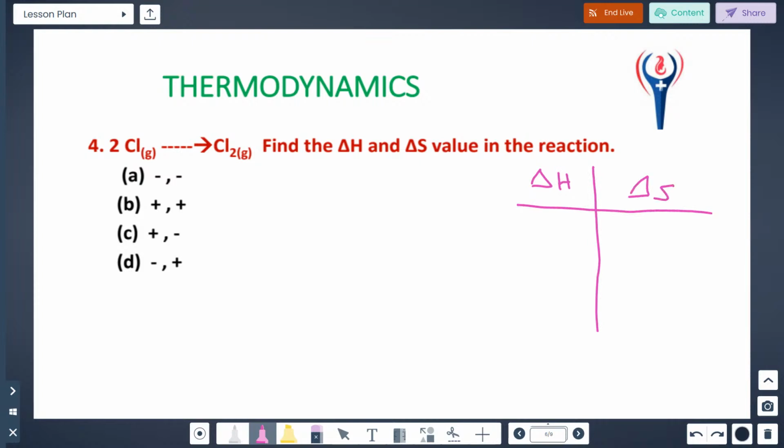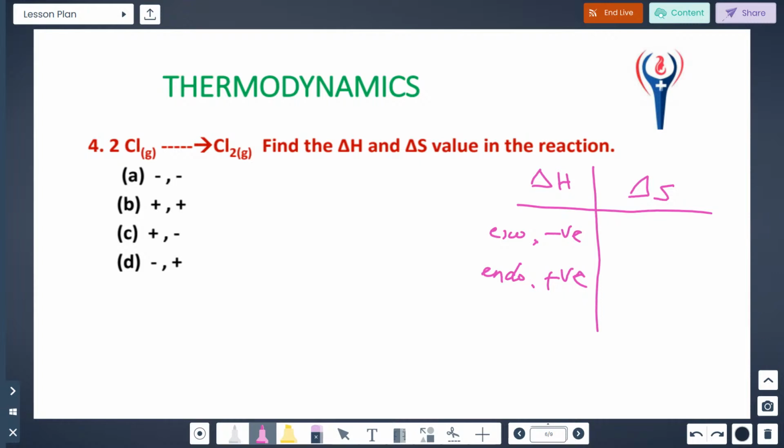What is del H? Del H means enthalpy of the reaction, or heat change at constant pressure, which is called enthalpy. During an exothermic reaction, this value is negative. During an endothermic reaction, its value is positive. Just remember this. Understood?